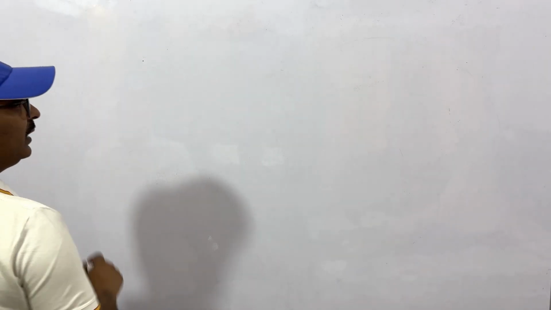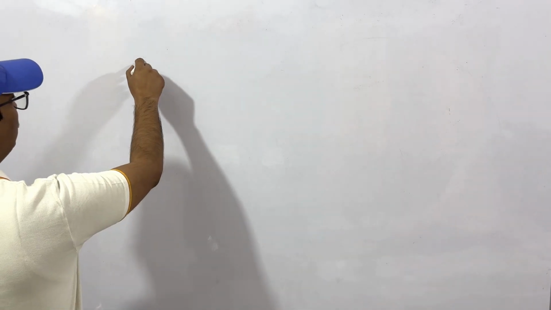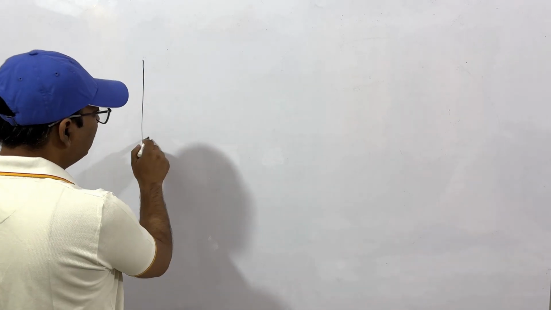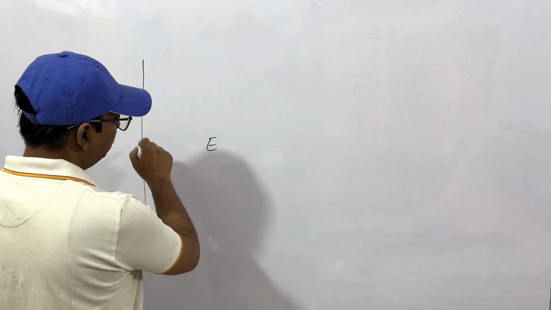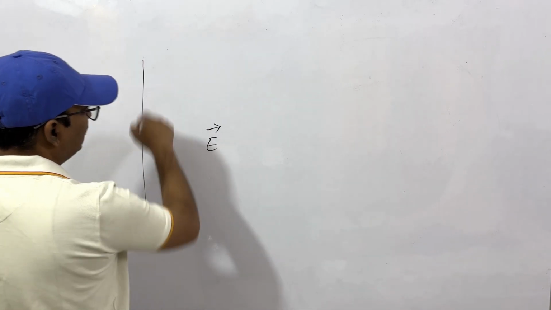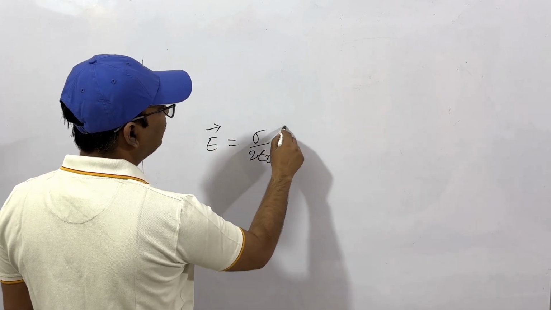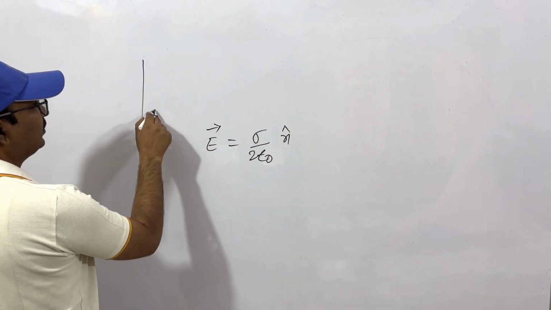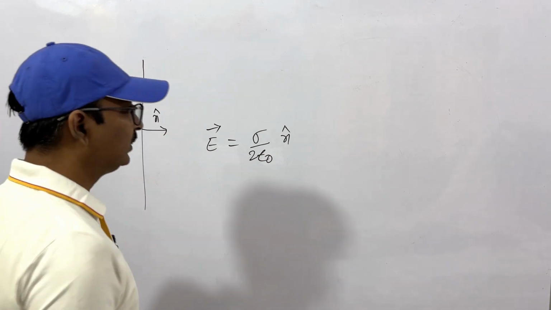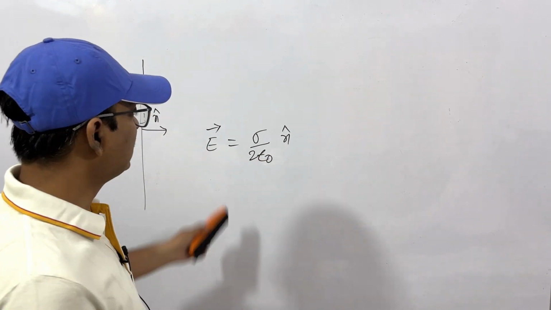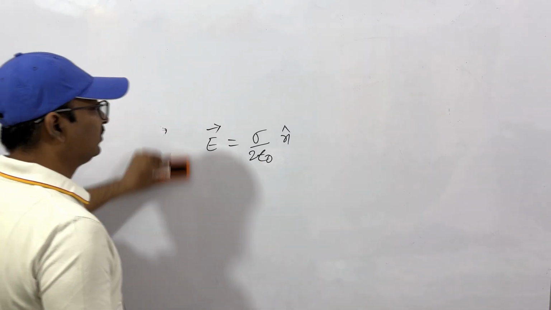Now let's start with a parallel plate capacitor. If we have an infinite sheet, the electric field near this sheet is given as sigma by 2 epsilon 0 n cap, where n cap is normal to the sheet. This we have discussed in our earlier videos. You must have worked this out by yourself also.